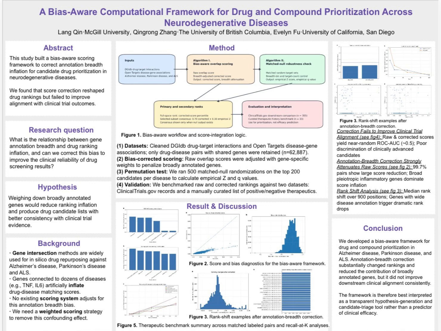Second, our core bias corrected scoring algorithm. We calculated raw gene overlap scores, then applied gene-specific weights to penalize broadly annotated genes, generating adjusted corrected scores and a breadth attenuation coefficient to quantify bias magnitude. Third, matched null permutation robustness testing. For the top 200 highest scoring candidates per disease, we ran 500 random target set permutations, matching original target counts and gene annotation range. We output empirical Z and Q values to test if high scores outperform random baselines.